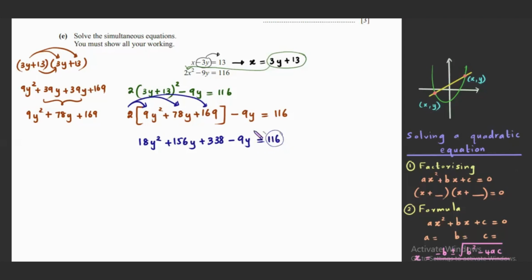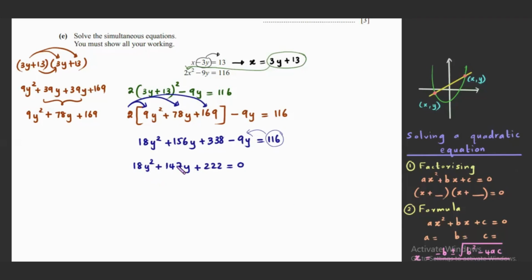I'm going to bring this 116 also to this side. So I will have 18y squared. Then I have 156 minus 9. So from 156, when I minus 9y, I get 147y. So that's plus 147y. Then I have 338 here. When I bring this 116 to this side, it will get subtracted from 338. So from 338, when I deduct 116, I end up getting 222. So I can just write it as 222. This is equal to 0.